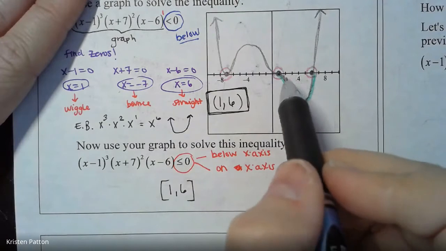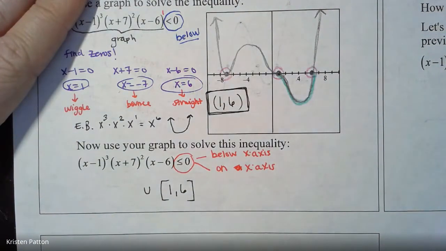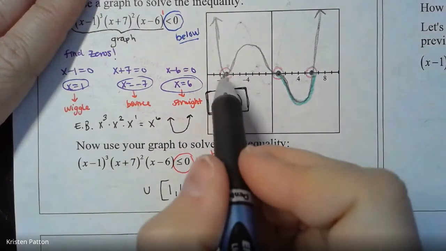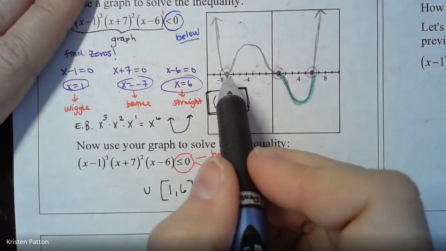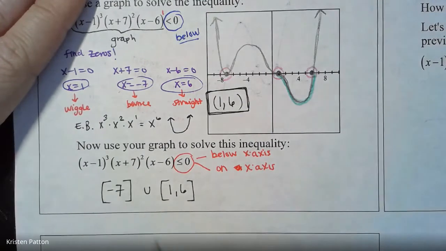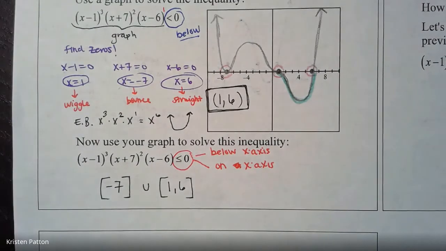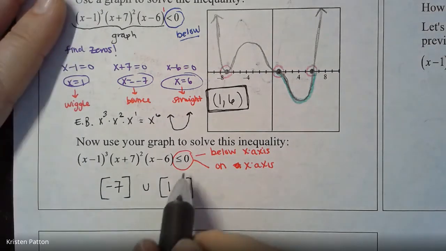The question is, how do we also then say that this is part of our answer? I'm going to use that union, and notice I'm writing backwards. This is not an interval, right? It's just a single number, and we've done this before. It's just a -7. And so we can put it in those brackets, and that's just our way of saying we want to include -7 in our answer. Kind of wild, isn't it?